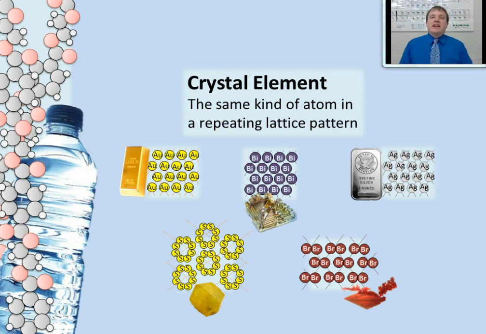So now you understand the three different types of elements. There are atomic elements, molecular elements, and crystal elements that are made up of the same kind of atom bonded together in a repeating pattern, either as individual atoms in a repeating pattern or molecules made of the same kind of atom in a repeating pattern.